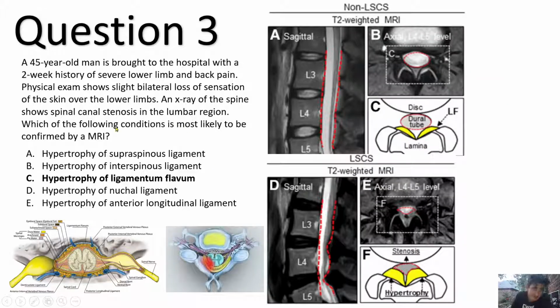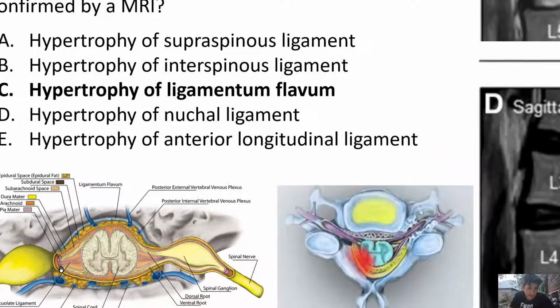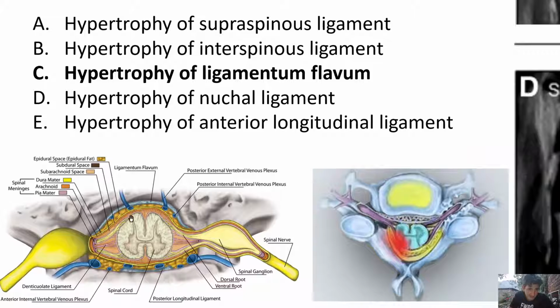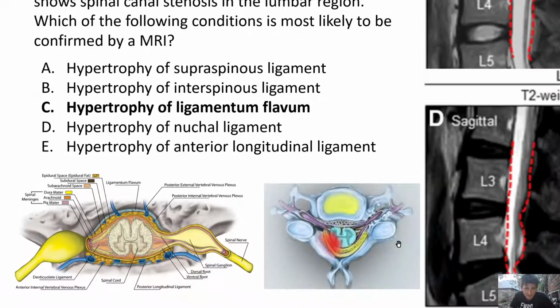This was the MRI, because we're asking what's going to be confirmed with MRI. So before we look at that, here's our ligamentum flavum. Here's our posterior longitudinal ligament. So both of these are capable of causing this stenosis. Here's a ligamentum flavum hypertrophy pushing into the spinal canal.